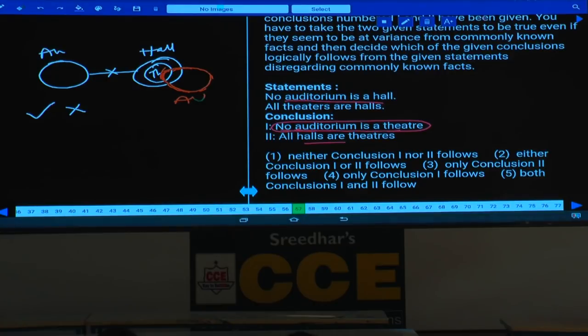Hence what happened to the previous conclusion? That will be true forever. Clear? If the alternate diagram is proven, the previous negative conclusion will be false. If the alternate diagram is not proven, the previous negative conclusion will be true forever. Then what is your answer? Only conclusion 1 follows, choice 4.